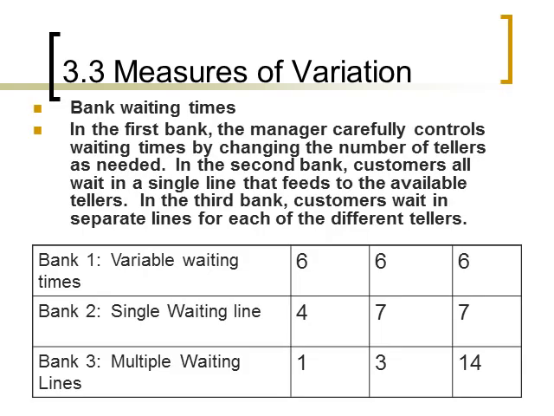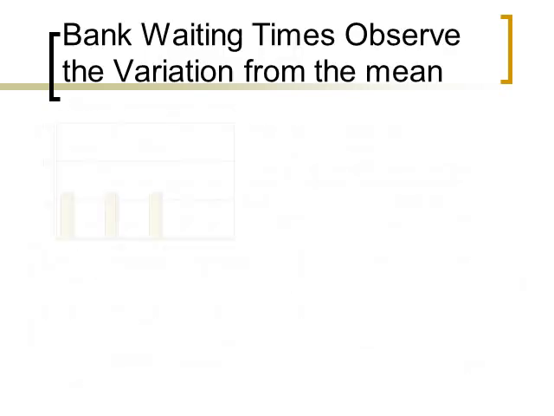What's interesting about this data is that if you take each of the bank situations and you find the average wait time by the customers, each of the averages is just going to be 6 minutes. Remember that to find the average, you add up the numbers and divide by the total. And it just so happens that in each of the situations, the average is 6.